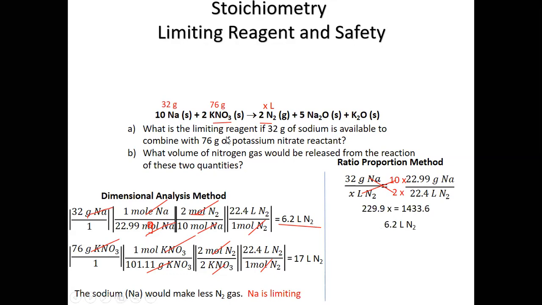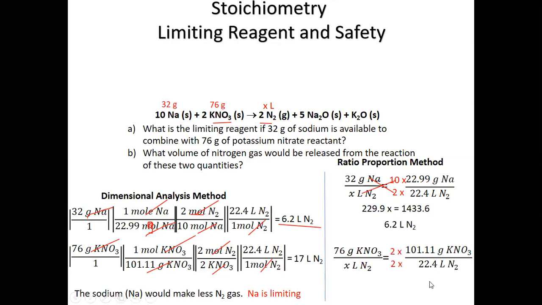Let's do the same thing with our potassium nitrate. Our given over our desired: we were given 76 grams, and we desire to know how many liters of nitrogen that would produce. On the right side, the labels match, but we put the quantities equal to 1 mole. 1 mole of KNO3, the molar mass, is 101.11 grams. 1 mole of nitrogen, because it's a volume, is always equal to 22.4 liters when the volume is at standard temperature and pressure.